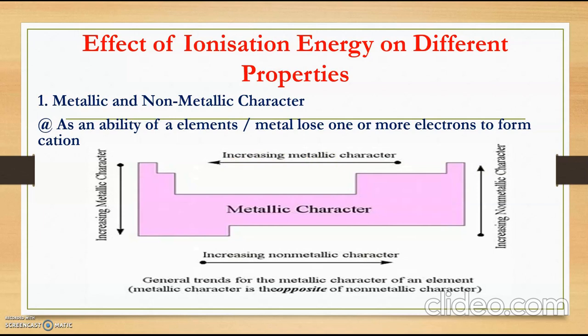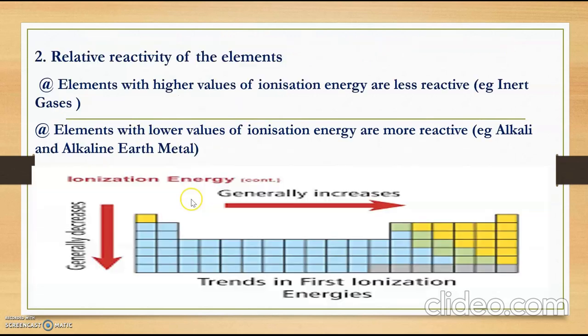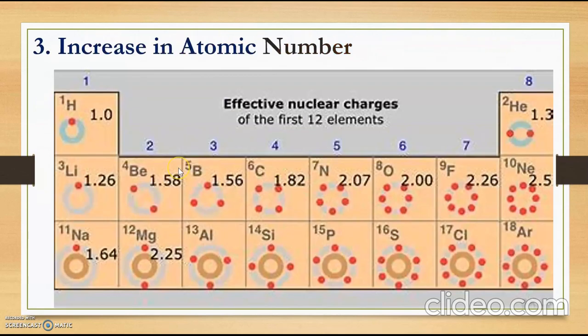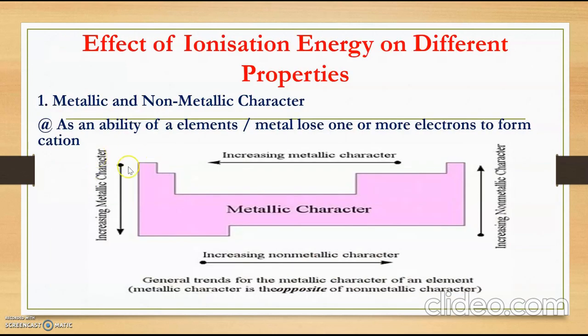When we move from left to right in a period, ionization energy increases, which in turn decreases metallic character. Hence, alkali metals always show metallic nature, whereas the halogen family, that is p block elements, always shows non-metallic character.